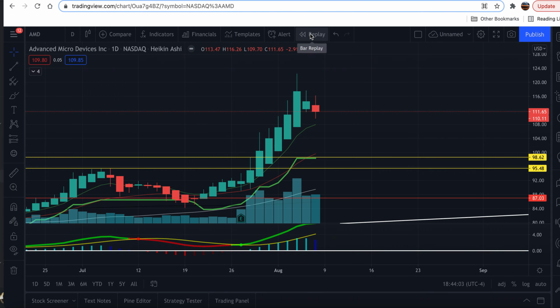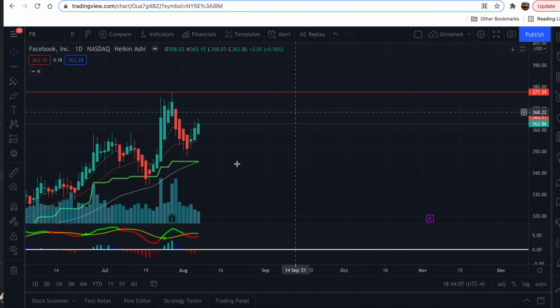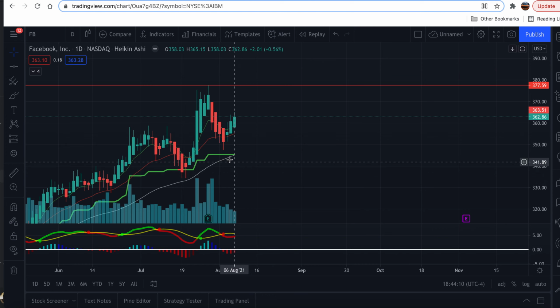All right, so the other play was Facebook. On August 5th, Facebook ended the day about 360.94. Next day went up to about 365.23. Right, so about almost a $5 move over there. Again, weekly contracts are probably at 100%, I believe.